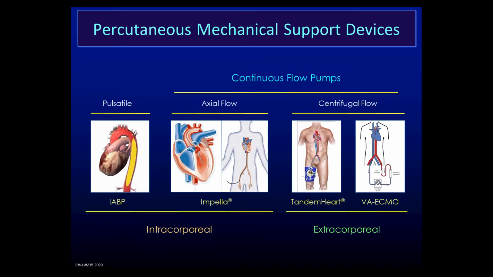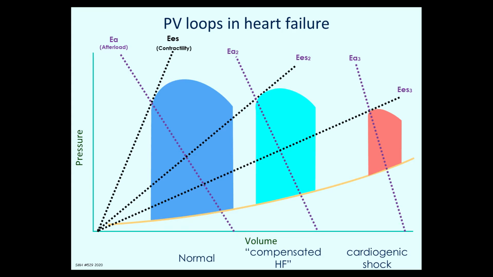So here are percutaneous mechanical support devices. By virtue of the change in schedule, we've now heard about intra-aortic balloon pumps and VA ECMO, and in between you have the axial flow pump, the Impella, and the centrifugal flow extracorporeal pump, the TandemHeart. You've also had a chance to see pressure volume loops earlier in the day, and here's a normal pressure volume loop. You can see end systolic elastance as a measure of contractility, and arterial elastance as a measure of afterload.